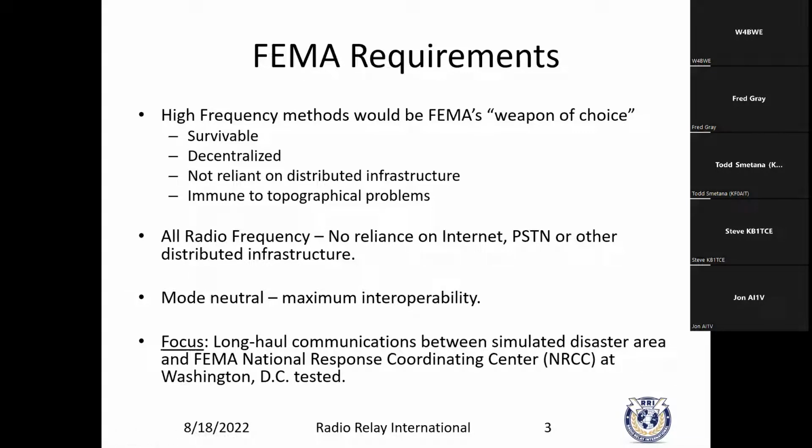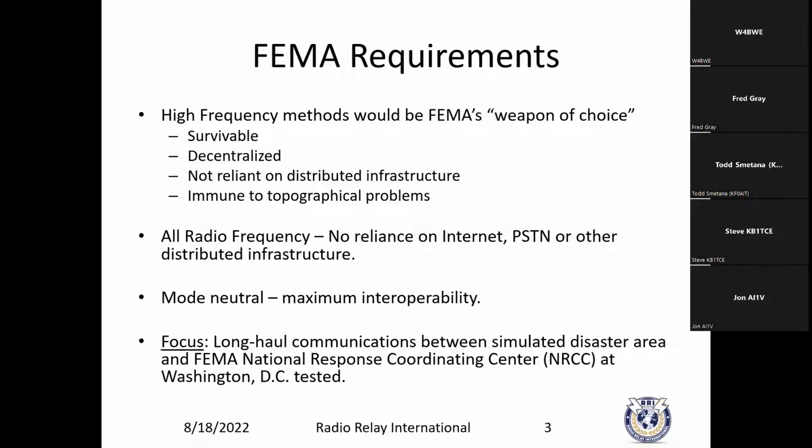In Cascadia Rising, FEMA was particularly interested in high-frequency assets. In the words of the Deputy Director for Disaster Communications, high-frequency radio was the weapon of choice. And they were interested in our networks. At the time, we were operating under the auspices of NTS, and they were intrigued by NTS because of it.